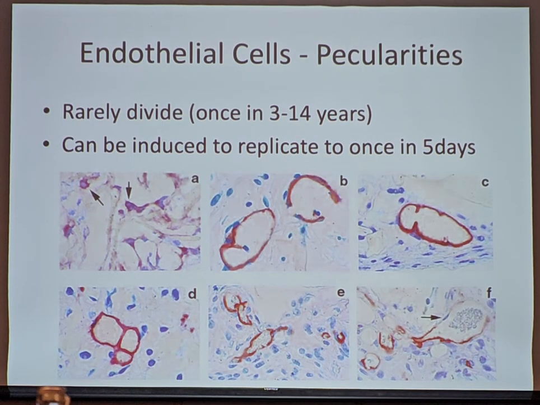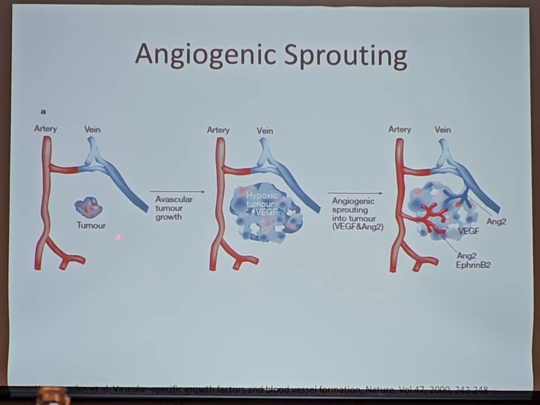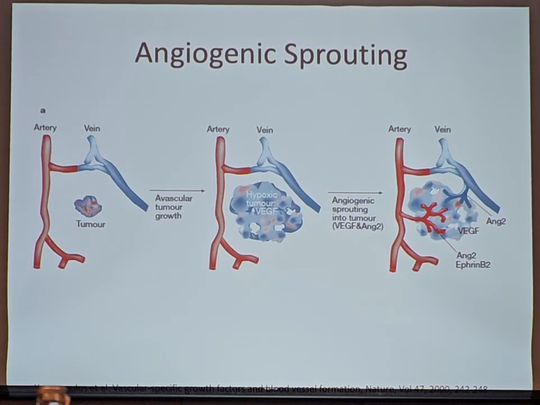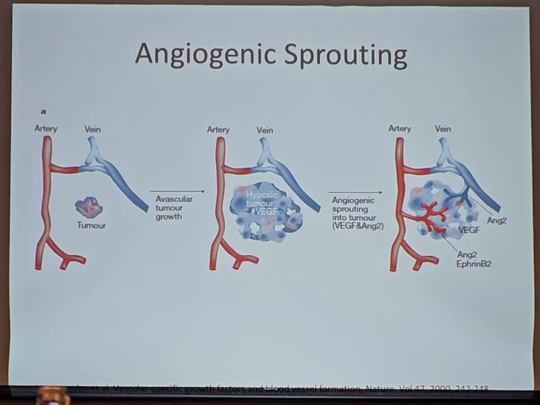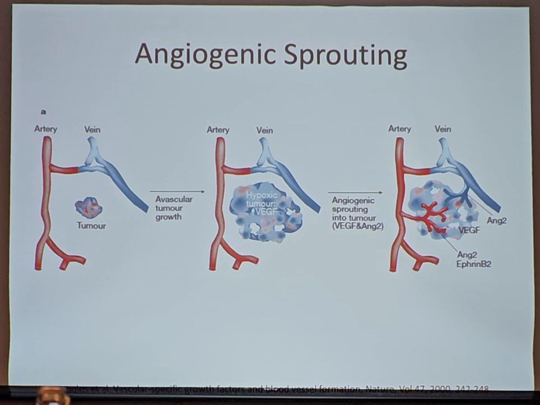And they can be induced to replicate very fast if you have something that is growing very fast, for example, a GBM or any other type of malignancy that is now starting to grow. Because when this tumor is growing, there's first an avascular tumor growth, which means that there's still enough oxygen tension surrounding the capillary bed for the tumor to have enough oxygen. But at one point in time, there's not enough oxygen. And in this moment, there will be a hypoxic tumor, and HIF will be activated, VEGF will be activated, and you will have an angiogenic sprouting into the tumor.